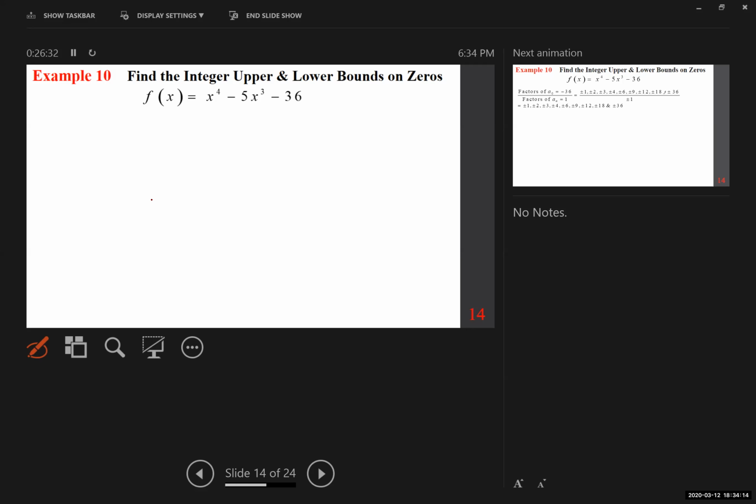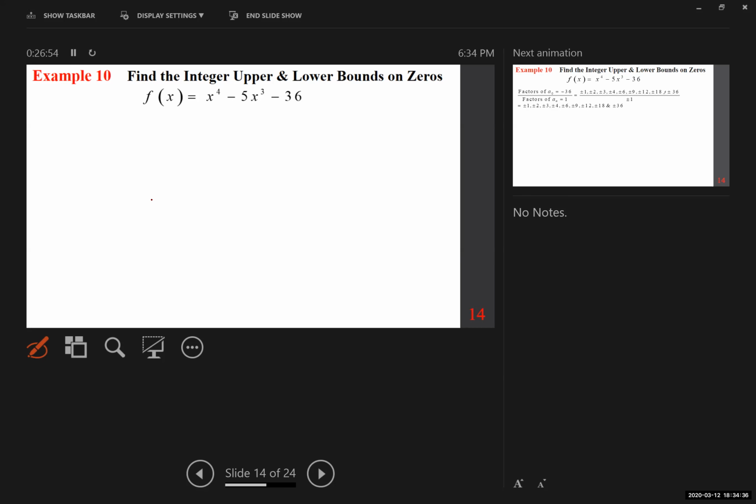All right. The same thing, factors of a sub 0 over factors of a sub n. A sub 0 is what number? Negative 36. A sub 1, or a sub 4 because the degree is 4, are you with me, is equal to 1. So what are the possible answers?